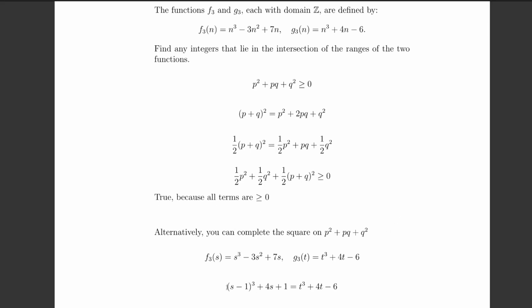You can factorize the f3 function into this, right? (s minus 1) all cubed to get rid of the 3s squared. So yeah, we're sort of using the binomial expansion here. We take a 3s from here, and then we'll take a minus 1. And if we take a minus 1, then we need to add 1 to compensate for that. So we get this. And the really nice thing is that because we took 3s out of this, that leaves us with 4s, right? And that matches up perfectly with the 4t here.